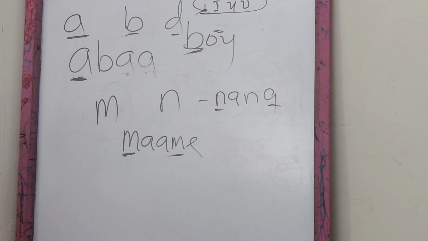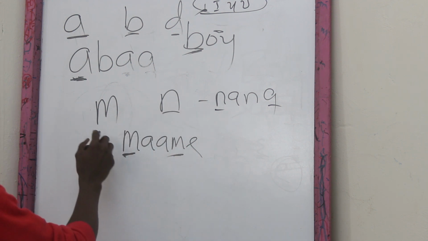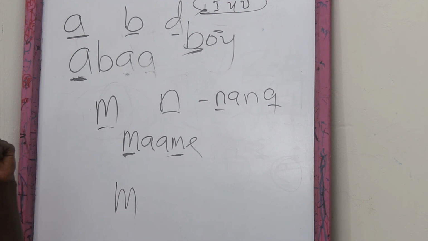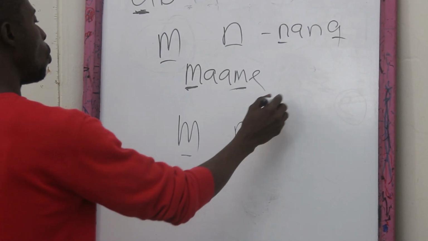And also note the difference between the m and the n sound. M is produced with both lips, the upper and the lower lip. But the n is produced with the tip of the tongue at the alveolar ridge. So know the difference. The next sound is O.